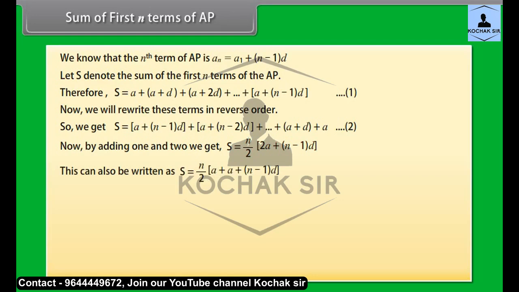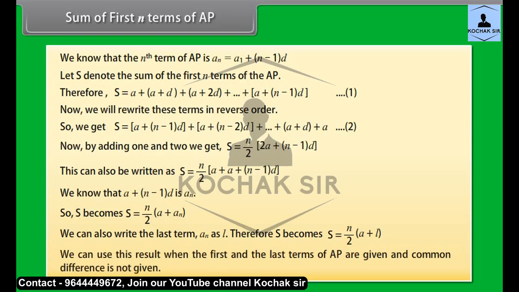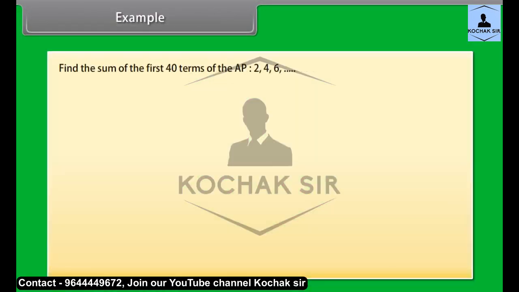This can also be written as, we know that A plus (n minus 1) D is An. So S becomes n upon 2 into (A plus An). We can also write the last term An as L. Therefore, S becomes n upon 2 into (A plus L). We can use this result when the first and the last terms of AP are given and common difference is not given. Example. Find the sum of the first 40 terms of the AP, 2, 4, 6, and so on.